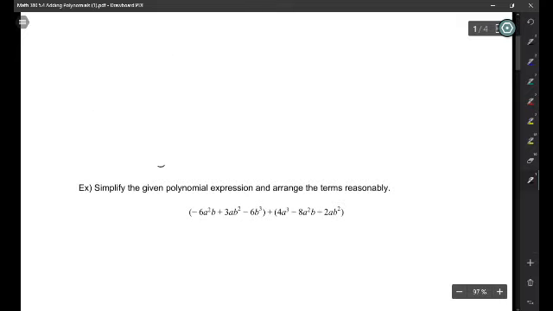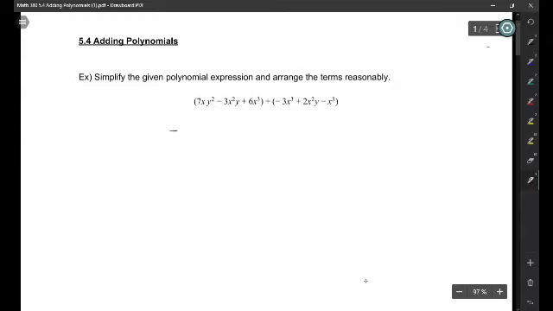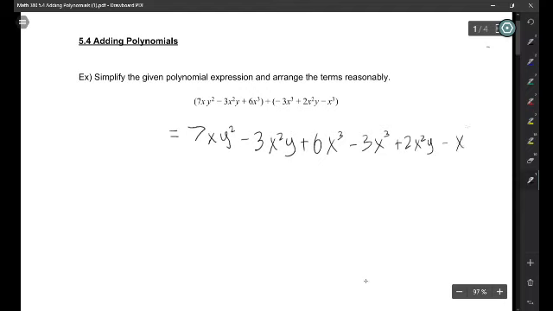So we have equals 7xy squared minus 3x squared y plus 6x cubed plus negative 3x cubed. Well, that's the same thing as minus 3x cubed, plus 2x squared y, minus x cubed.